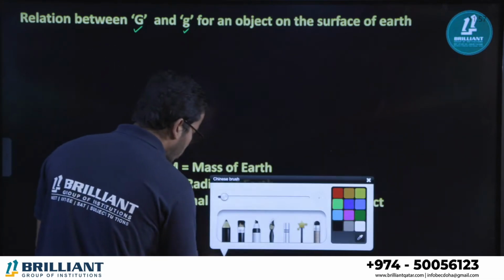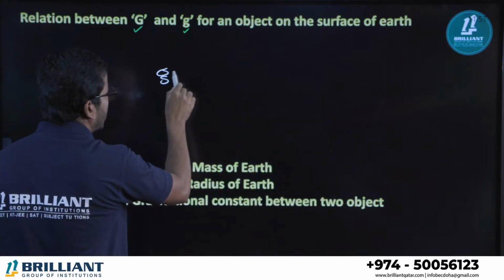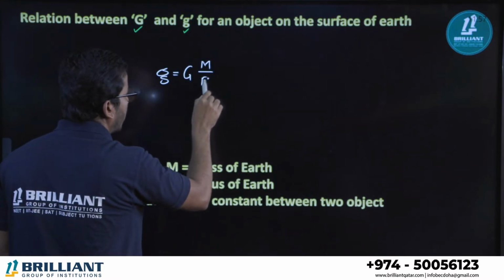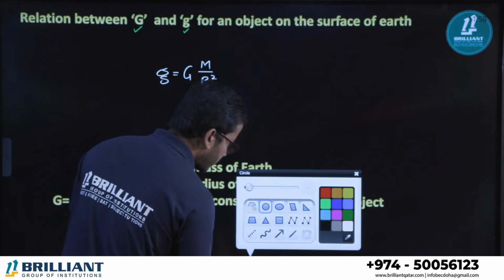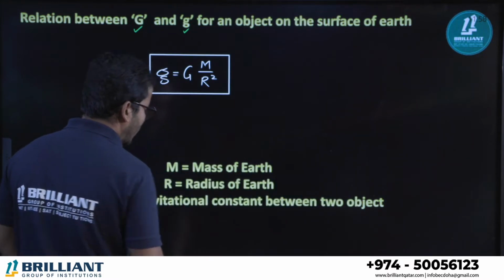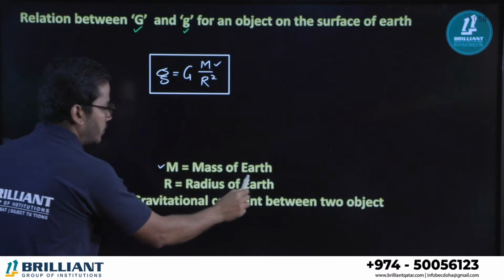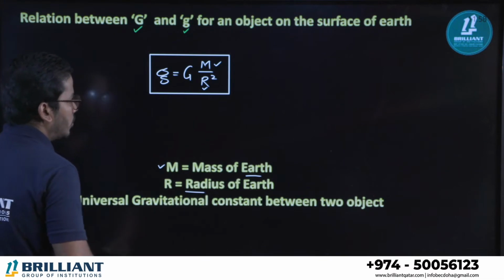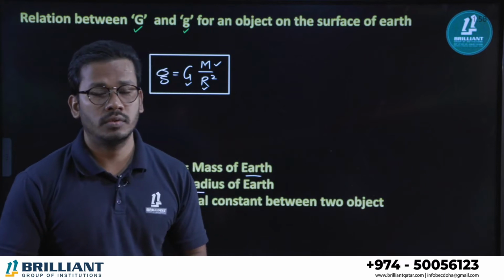Now these both will give me a relation. That's the formula here, and that will help me calculate the value for small g. And the formula is given by small g equals capital G M by r squared, as you are seeing. So this is the formula we got. Now since we are calculating for Earth, what is this M? You will tell me, sir, M stands for the mass of Earth. R stands for the radius of Earth, right? What is G? We already discussed. It is the universal gravitational constant between two objects.